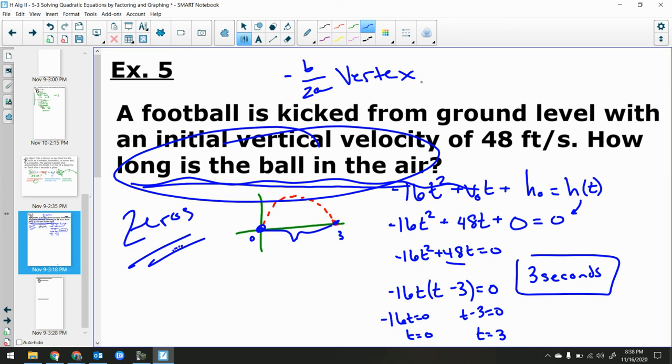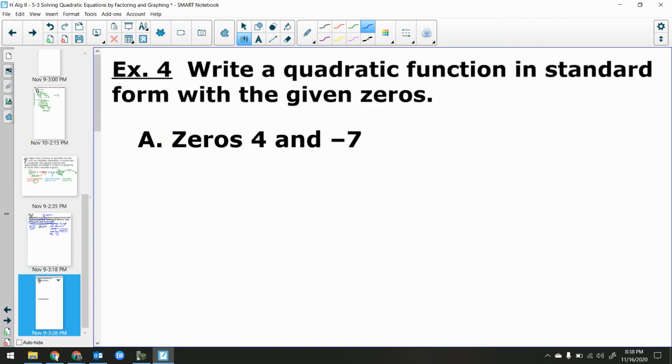This is max height. This is time in air. Okay, this is asking me for a y value. When you plug in that negative b over 2a, this is asking you for the x value, the zeros, the x-intercepts. Okay.